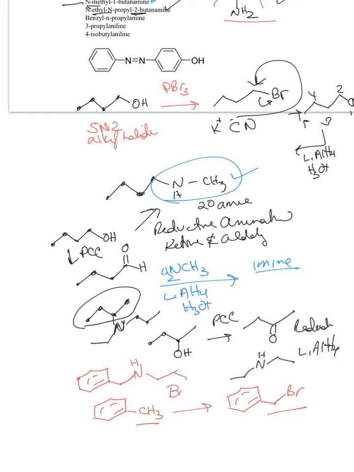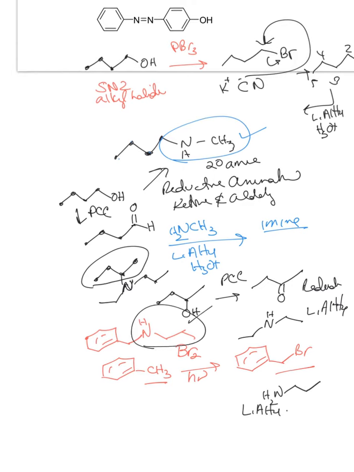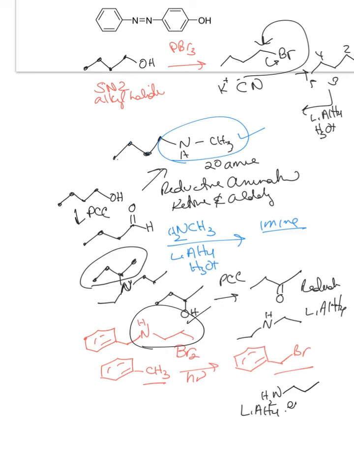Yes, bromine and H-nu. So you can do free radical bromination of a benzyl group, and now you can react this with propylamine and then lithium aluminum hydride to give you your desired product. And since that's cheap, you could do that with excess. That should work.